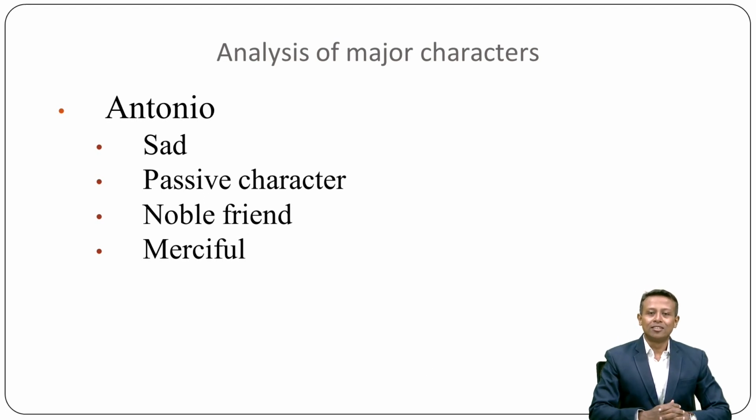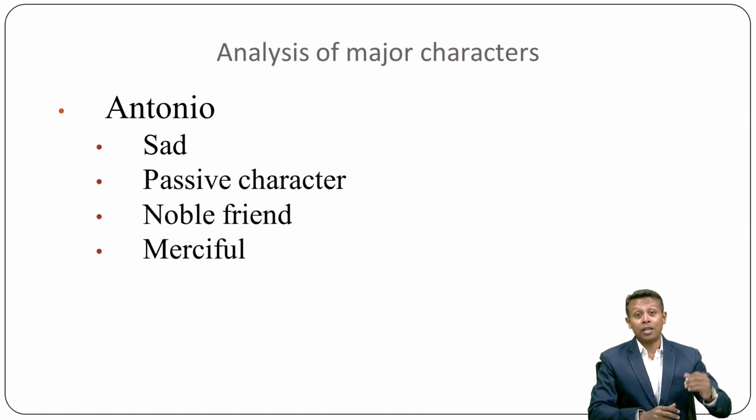He's a noble friend. He's a true friend of Bassanio. We all know what he did for his friend. So he's the best friend of Bassanio and he wants to help Bassanio at any cost. Which is why he is willing to take the loan from Shylock, and he signs the document that if he is unable to repay the loan within 3 months, Shylock is free to take a pound of flesh from his body. So he's a true friend, he's a noble friend, he's a faithful friend.